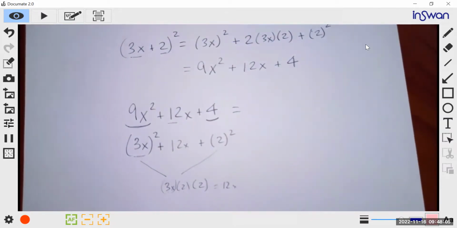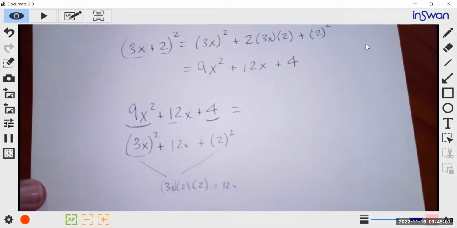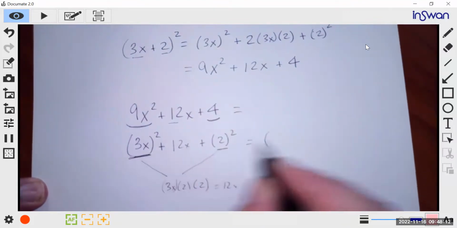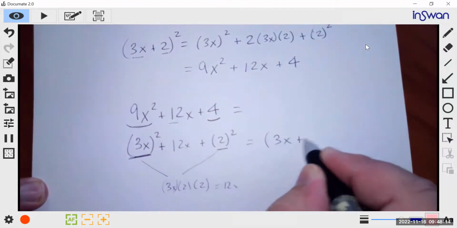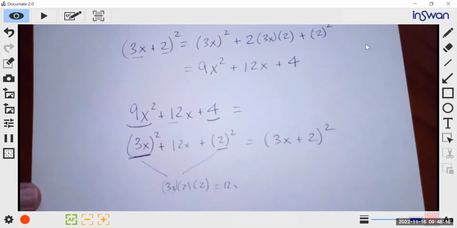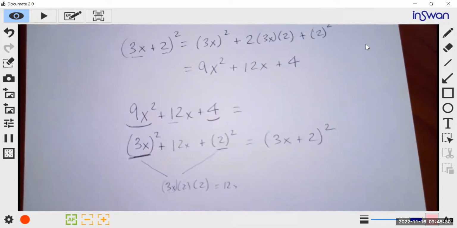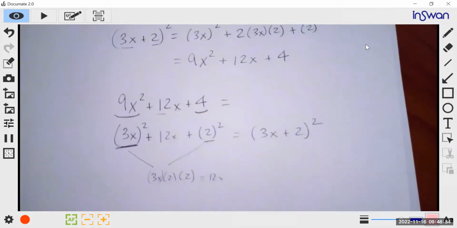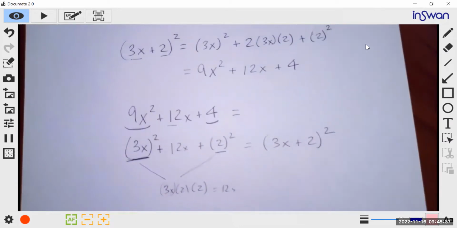If it satisfies those 3 conditions, then I know it's a perfect square. Okay, let's look at some examples.